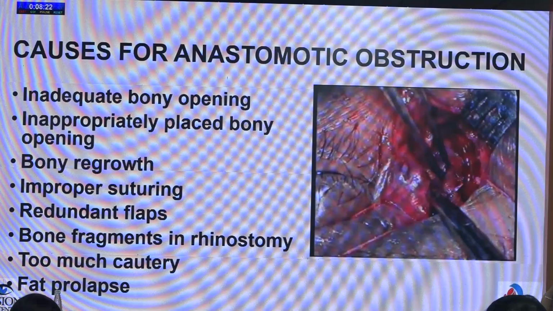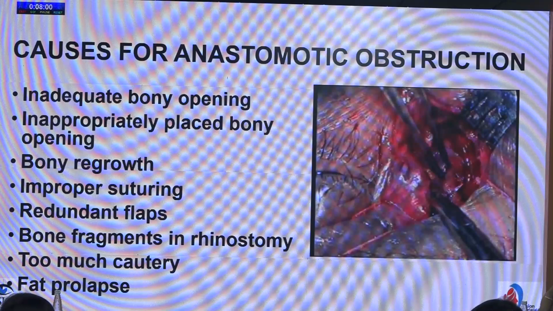Redundant flaps, so the flap suturing is very important. I would say other than attaching the flap to the orbicularis, you can even overlap the flaps. So in your initial cases, if you're not wanting to cut off your extra nasal flap, you can actually overlap the flaps so that it just sits in a straight line instead of sagging. Don't leave any bony fragments behind. It can cause improper healing around it.